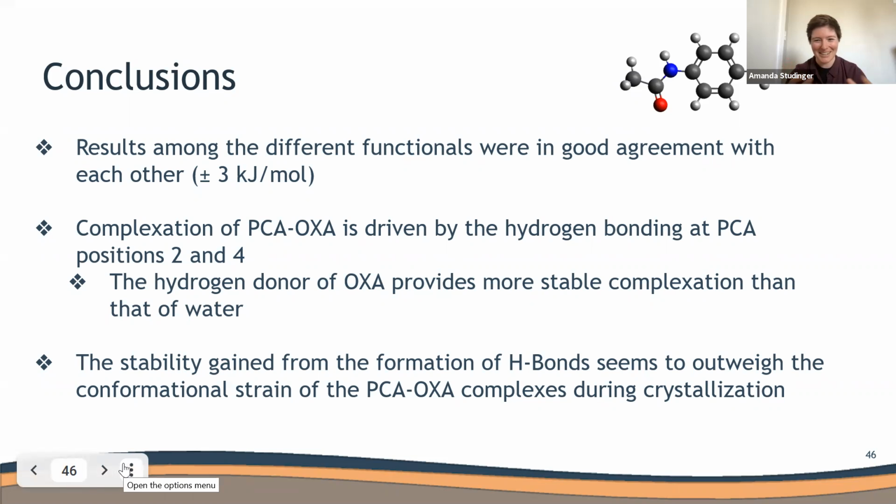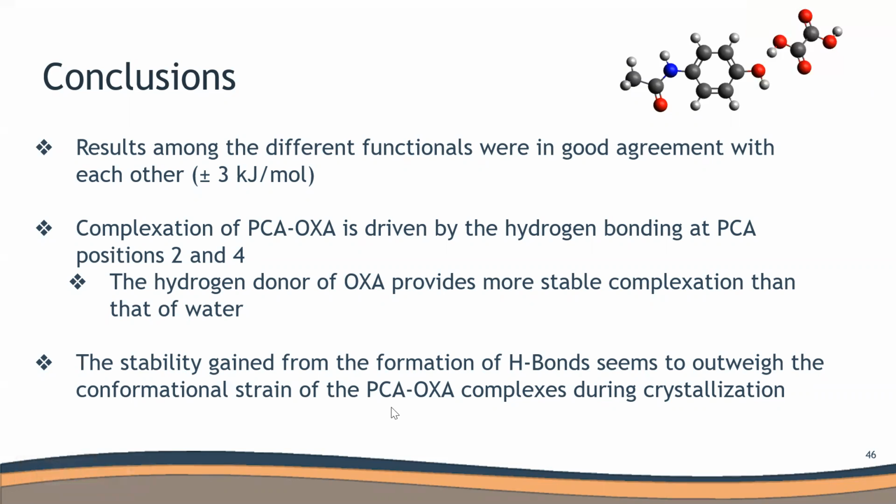The complexation actually is driven at positions 2 and 4. We saw that with the more stable energies, and where oxalic acid was the hydrogen bond donor. And then again, we noticed with changing from a relaxed structure versus a crystallized structure, there were some changes in some positions, but when comparing the energies, it looks like the stability gain from making that hydrogen bond outweighs any geometric strain from the complexes. Okay, I think now judges can ask the questions.